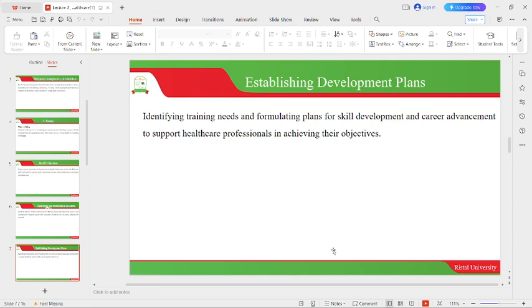So you need to identify training needs and formulate plans for skill development and career advancement to support healthcare professionals in achieving their objectives. So when you discover that maybe some doctors are not performing to the expectation, they are not doing well in a specific area, you need to give them the necessary training. Because if you don't give them the necessary training, they will never develop as individuals and the organization will never perform. The performance we're talking about is, of course, dealing with the patients.